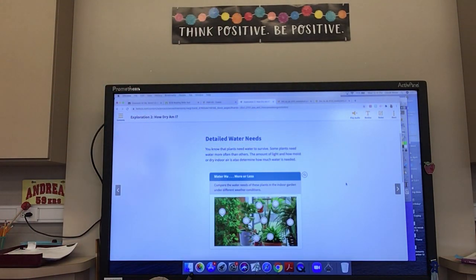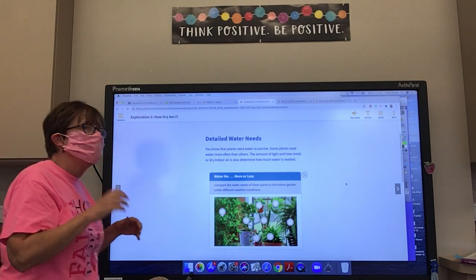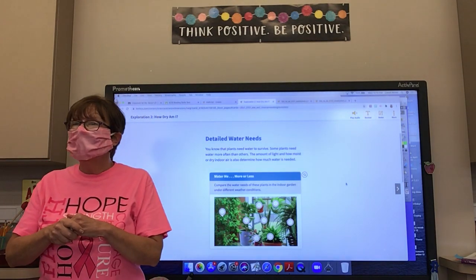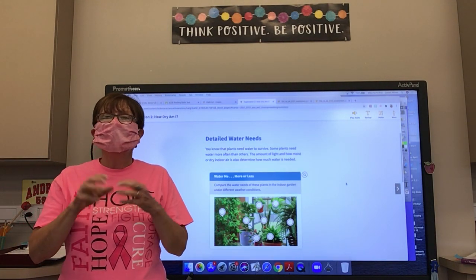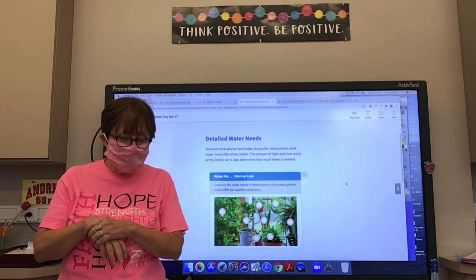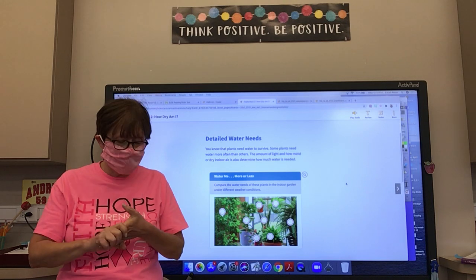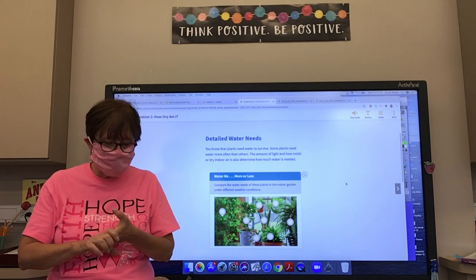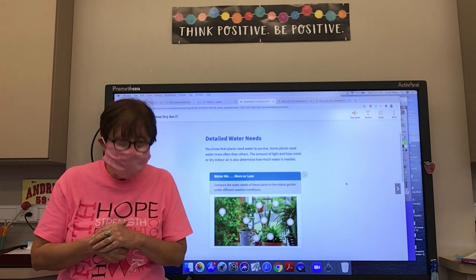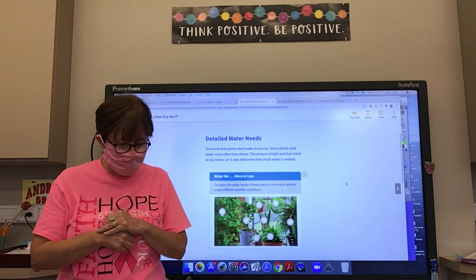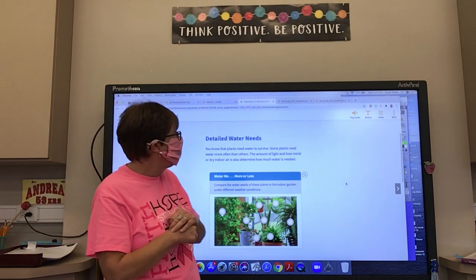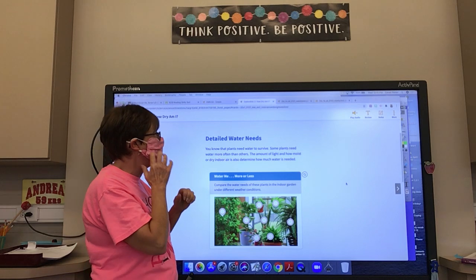Okay, boys and girls, we are getting ready to make our irrigation systems. So we have to talk a little bit about our plants that we're going to be using, or the different types of plants, and our detailed water needs. So we are on page 27 in our book. So let's look. It says here, detailed water needs.